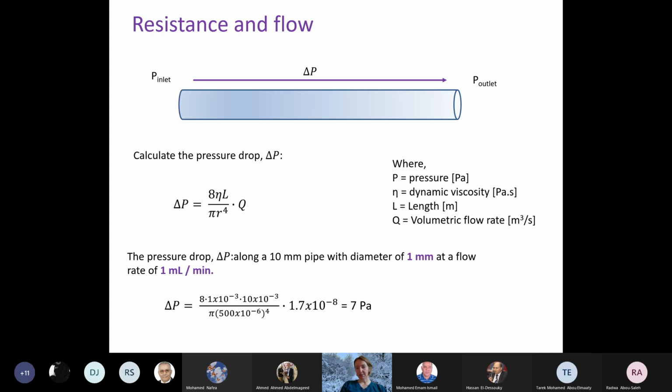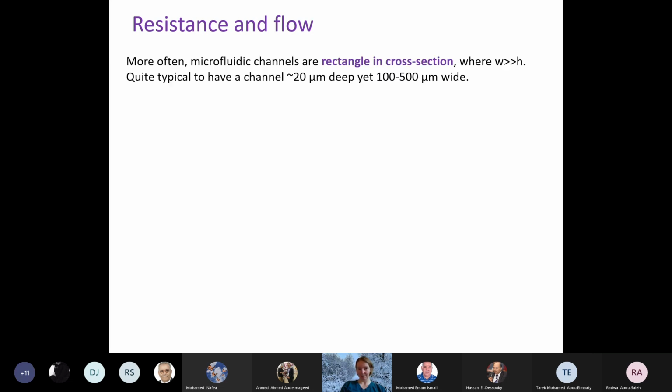If we were to change the dimensions very slightly, so 100 micrometers at a flow rate of 100 microliters per minute, so we're reducing those down, but we've still got the same length on the pipe, then what we find is the pressure needed to push the fluid down becomes much higher. We're talking about 7 kilopascals now. So this is just an idea of how these geometries affect the flow in these microfluidic devices.